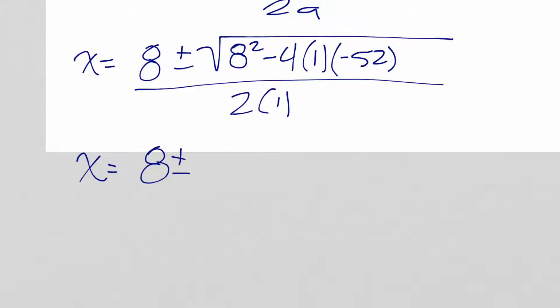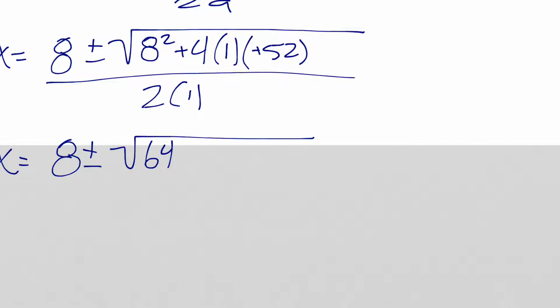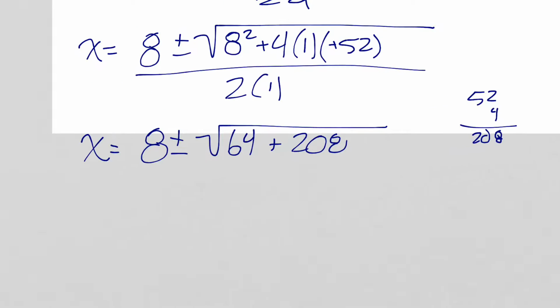8 plus or minus the square root of 8 squared is 64, minus 4 times negative 52. Notice we have a double negative there. Those will cancel, so we will have a positive number, which is good. Let's do some side math here. Let's figure out what 52 times 4 is. 4 times 2 is 8. 4 times 5 is 20, so 208. So 64 plus 208 on the inside there, and all of that is being divided by 2.